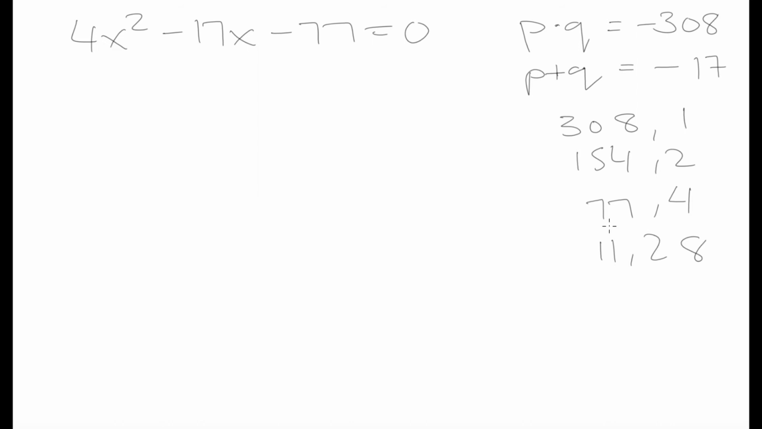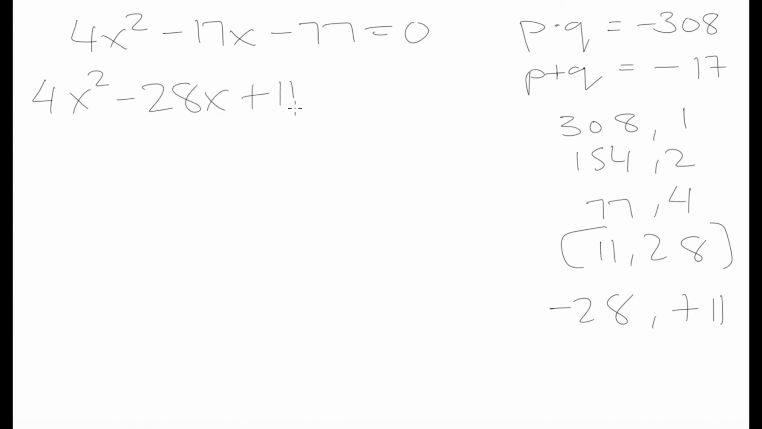And if we look at this pair, actually, this pair is going to work. Let's say we had negative 28 and positive 11. We know that one has to be negative and one has to be positive to give us a negative number when they're multiplied. And if we look at this, minus 28 plus 11 is going to give us negative 17. So this pair actually works. So let's break up this negative 17x into minus 28x plus 11x. So we have 4x squared minus 28x plus 11x minus 77 is equal to 0.